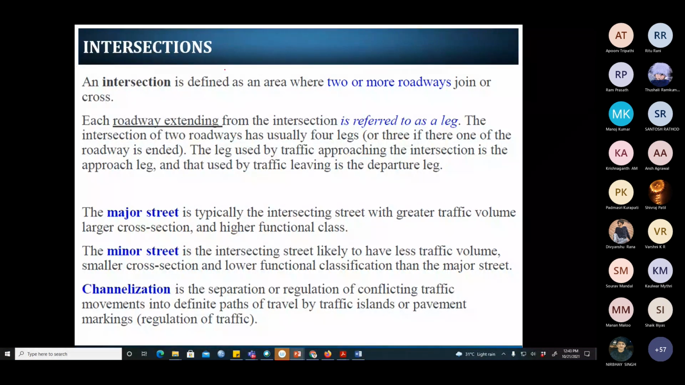So let us start with intersection. Everybody knows that an intersection is nothing but two or more roads crossing or meeting at a single point. So that is defined as an intersection. In the intersection, this will be the road. Okay, so in this one, this is the intersection, two roads meeting each other at a single point.